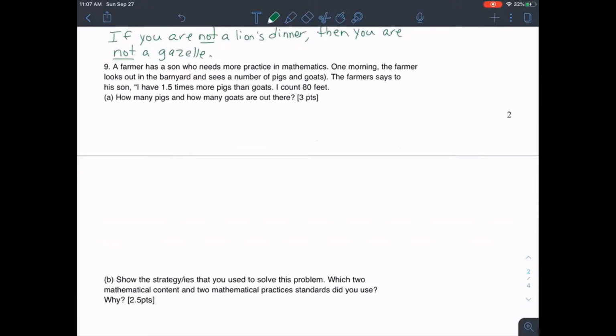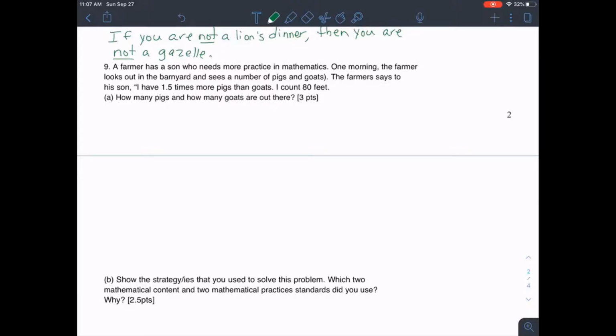Number 9, a farmer has a son who needs more practice in mathematics. One morning, the farmer looks out in the barnyard and sees a number of pigs and goats. The farmer says to his son, I have one and a half times more pigs than goats. I count 80 feet. How many pigs and how many goats are out there?